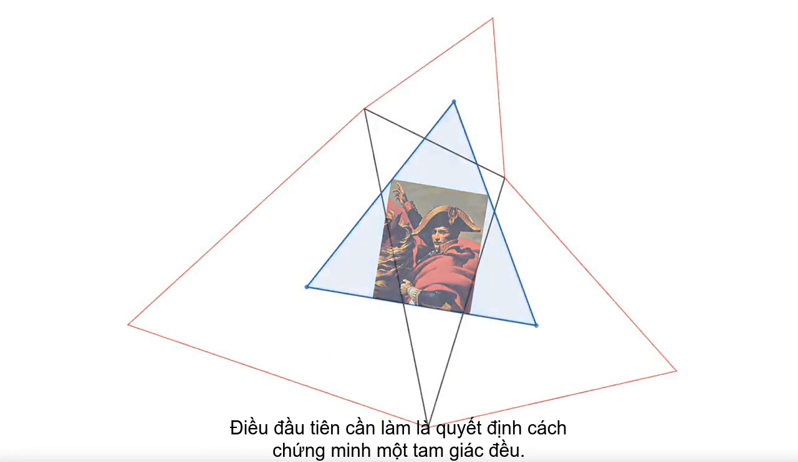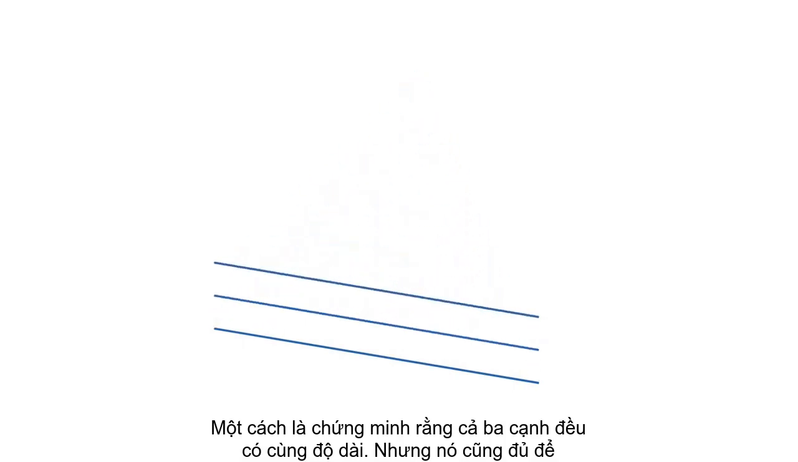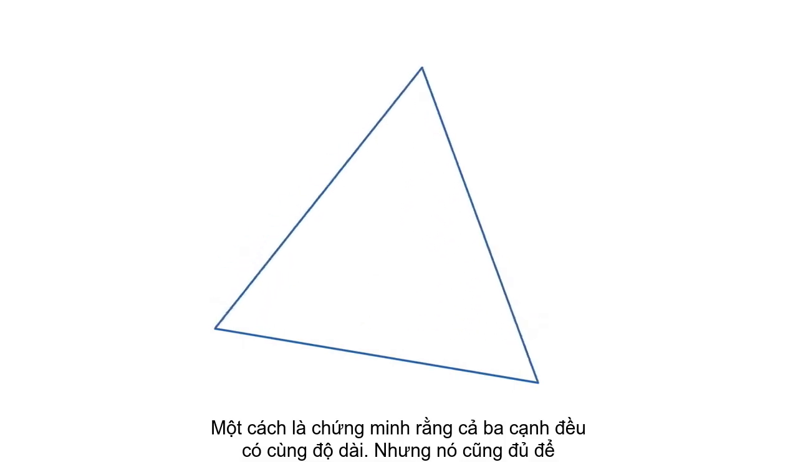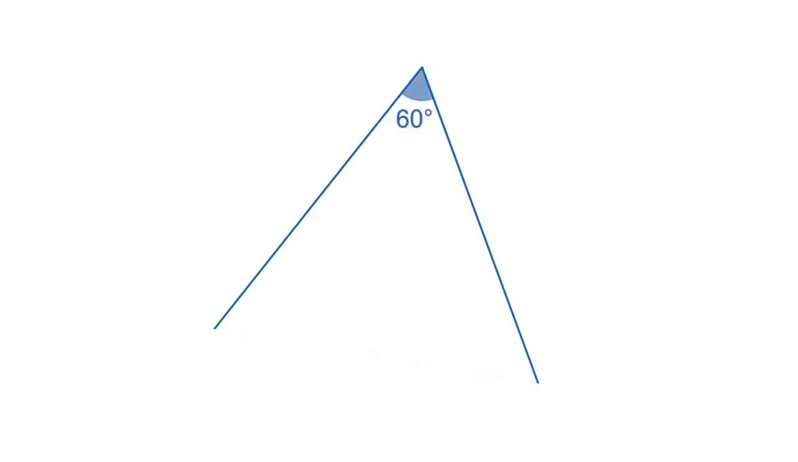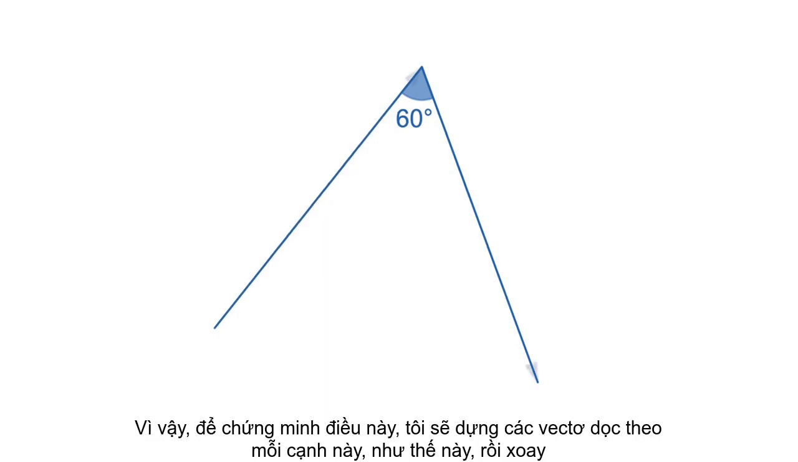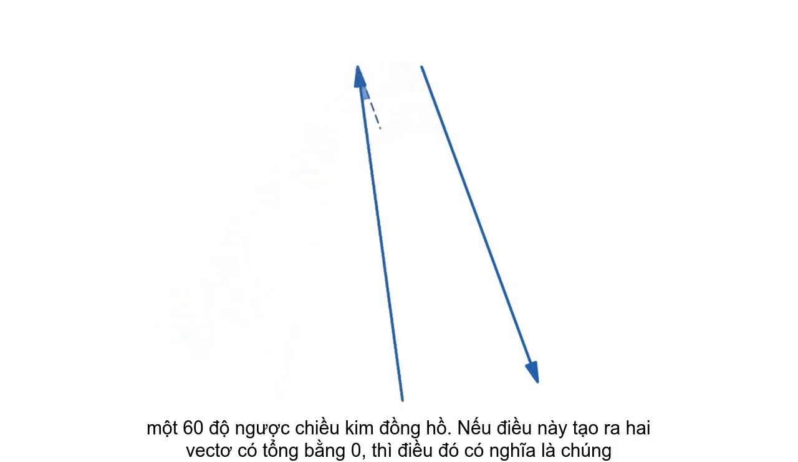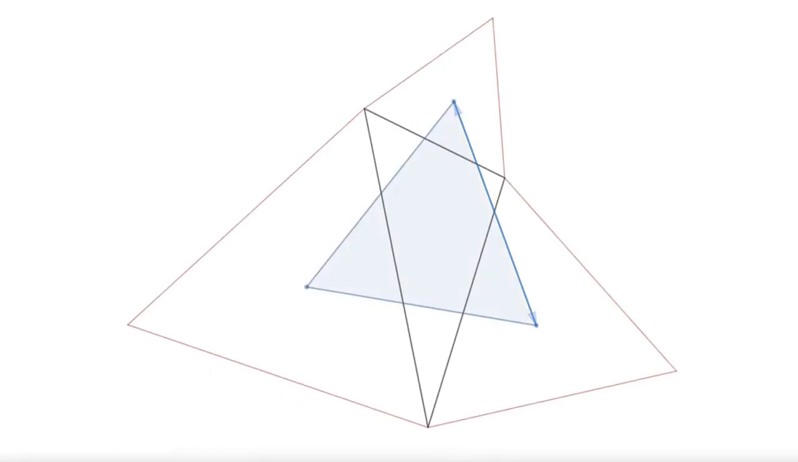The first thing to do is decide how to prove that a triangle is equilateral. One way is to show that all 3 sides have the same length. But it is also sufficient to show that 2 of the sides are equal and that the angle between them is 60 degrees. This works well for a vector proof, since a vector encodes both a length and a direction. So for this proof, I'll construct vectors along each of these sides, like this, and then rotate one by 60 degrees counterclockwise. If this makes 2 vectors that sum to 0, then that means they are of equal length and direction, and were therefore part of an equilateral triangle to start with.